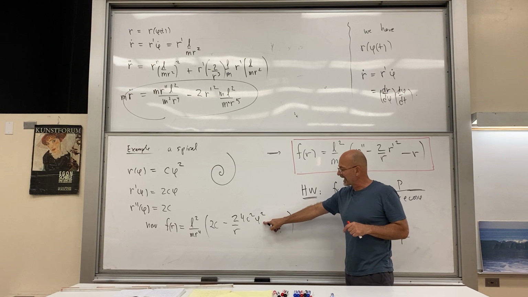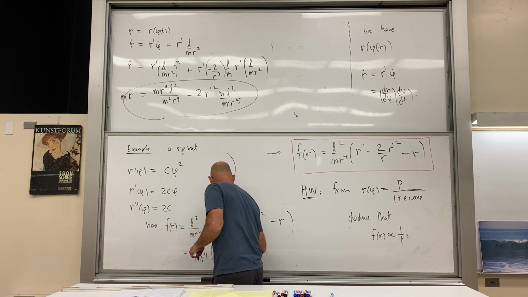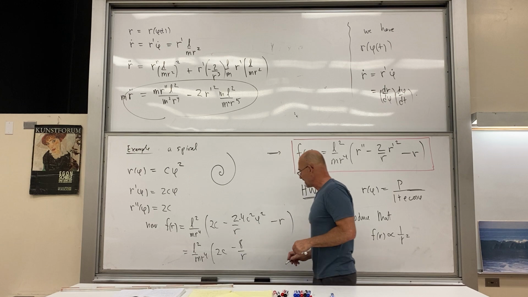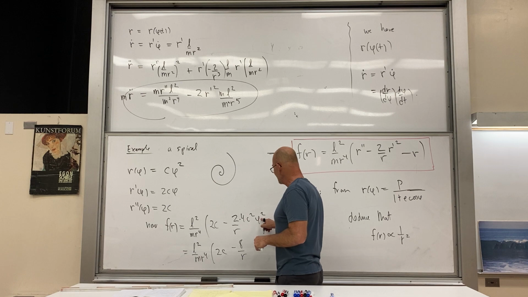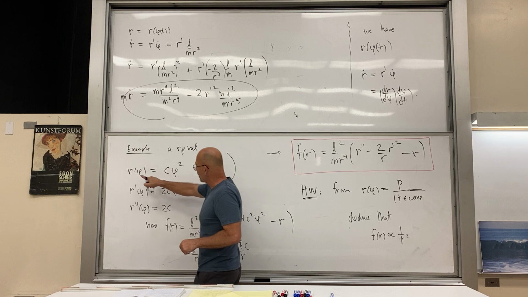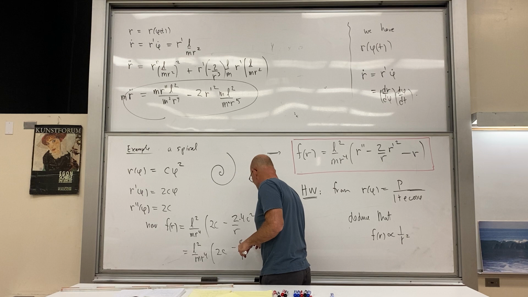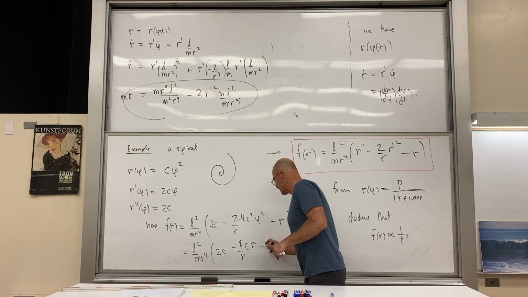We have to eliminate the angle phi from this expression, which is not hard to do. L squared over m r to the fourth. We got 2c, we got minus 8 over r, and now we have c squared phi squared. Pull out one of the c's, and c times phi squared is r. And then we have minus r.